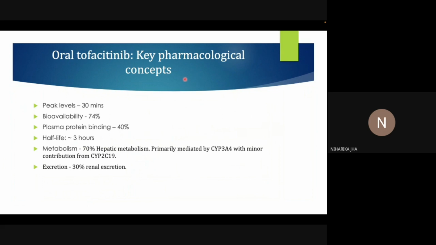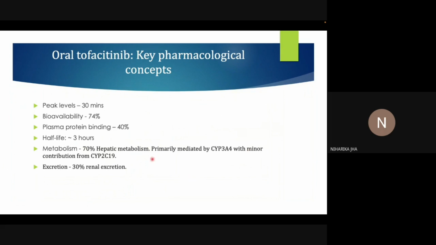Coming to certain key pharmacological concepts related to oral tofacitinib. The peak levels reach in about 30 minutes. 74% bioavailability is seen. Plasma protein binding is about 40%. Half-life is around 3 hours. About 70% of the metabolism is seen in the liver, and it is primarily mediated by CYP3A4, with minor contribution from CYP2C9.